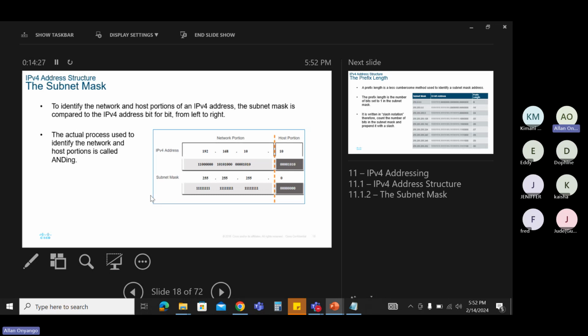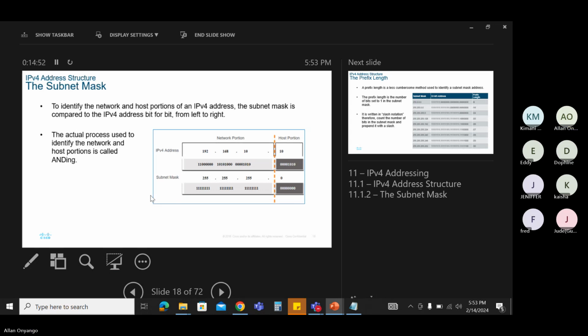If I have another 255, that will be how many ones? 8 ones. If I have another 255, that's going to be 8 ones. Then if I have 0 only, it means there are 8 zeros, isn't it? So 255 is 8 ones, and 0 is 8 zeros at the end there.